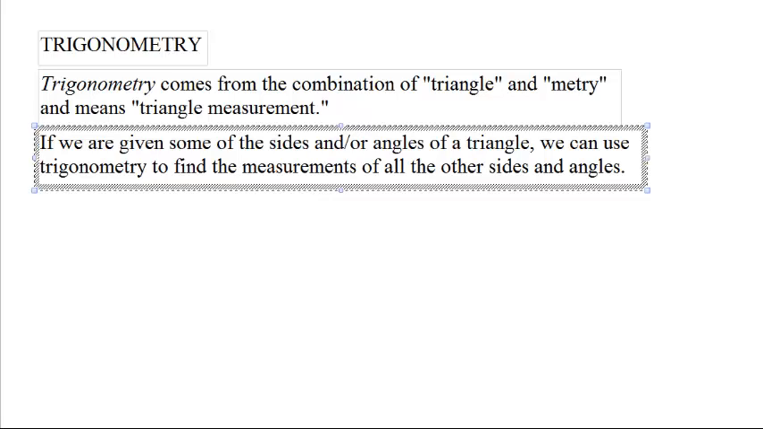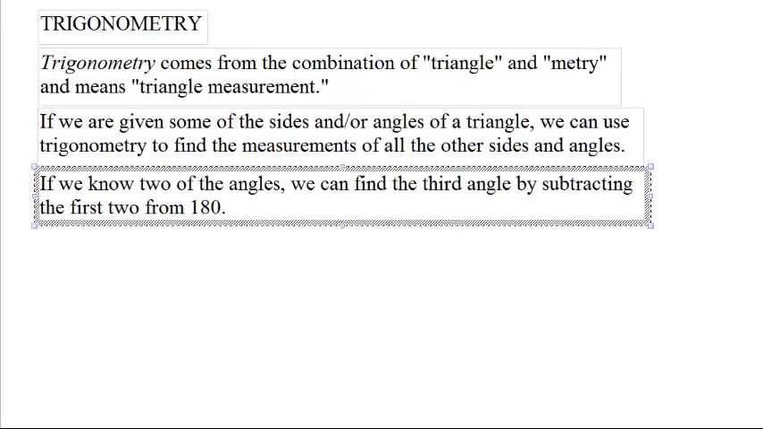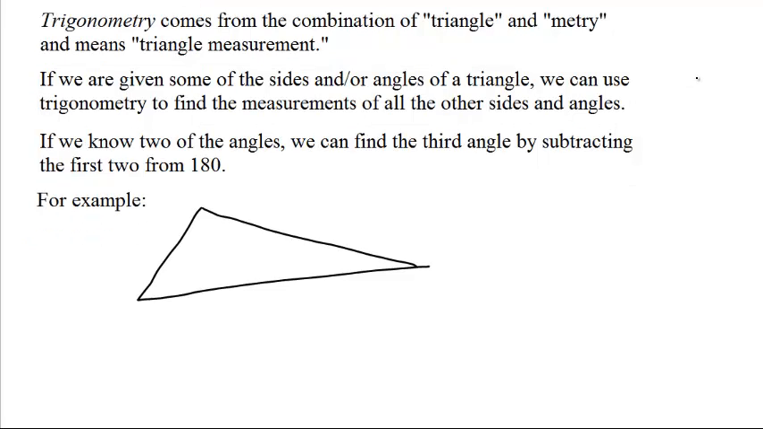Now, we don't even really need trigonometry for everything. We already have some tools at our disposal. For example, if we know two of the angles, we can find the third angle by subtracting the first two from 180. For example, here's a triangle.